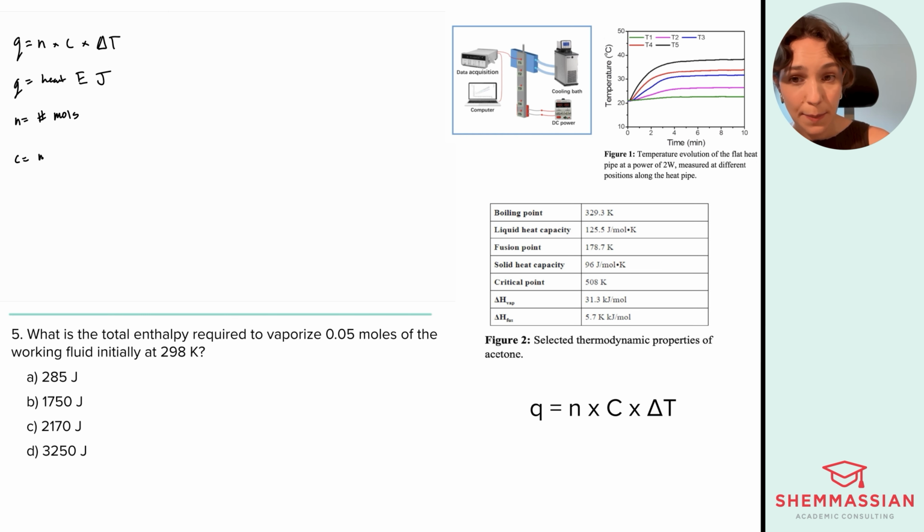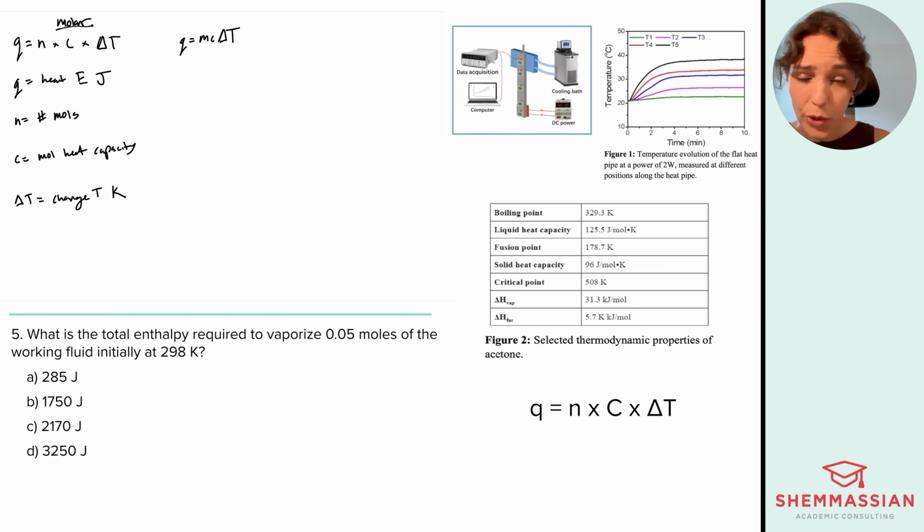C is the molar heat capacity in joules per gram Kelvin, and delta T is the change in temperature in Kelvin. So this formula is a molar version of the more familiar Q equals MC delta T. But when you're working in moles and you're using molar heat capacity, C, which has units of joules per gram Kelvin, then the formula becomes Q equals N times C times delta T, which tells us how much energy is needed to raise the temperature of N moles of a substance by a given number of kelvins or degrees Celsius, since the unit difference cancels in delta T.